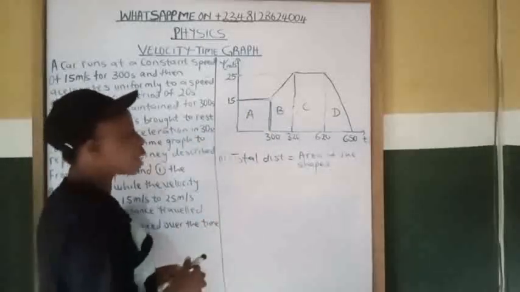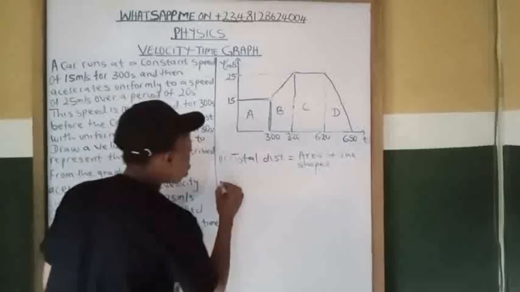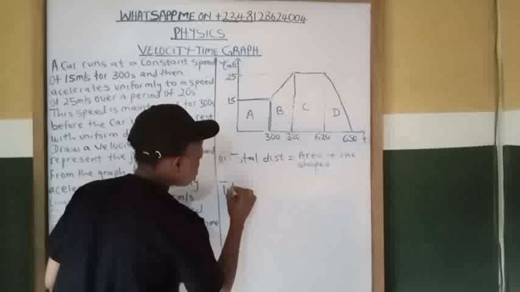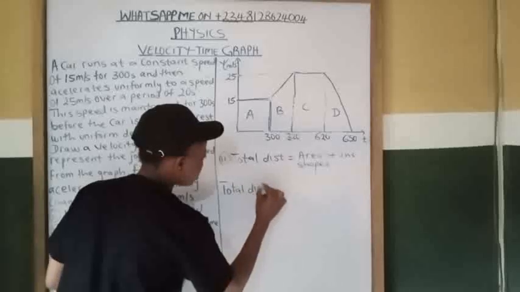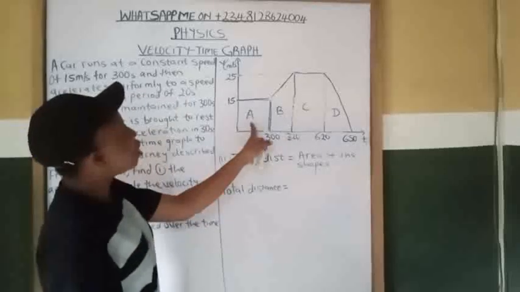Those are the shapes that appear on the graph. So your total distance now, total distance equal to area of a rectangle.